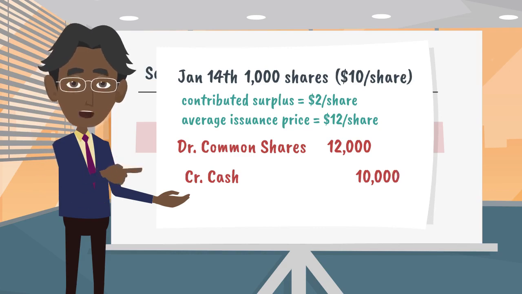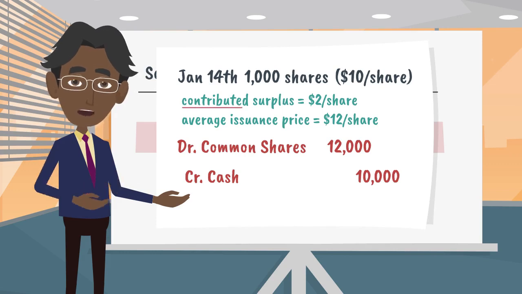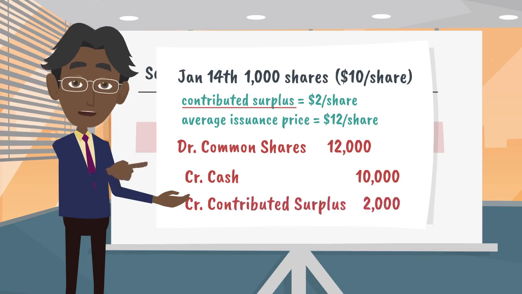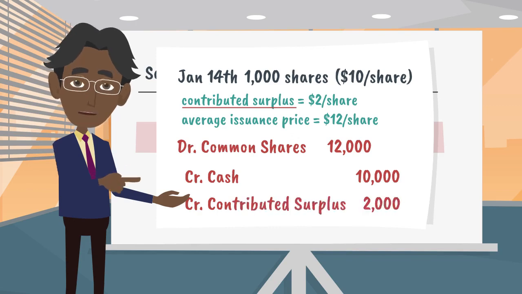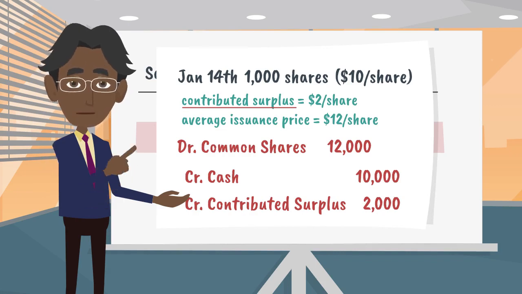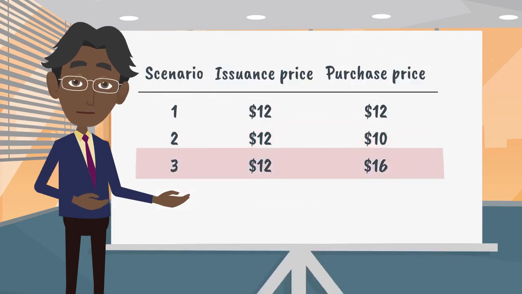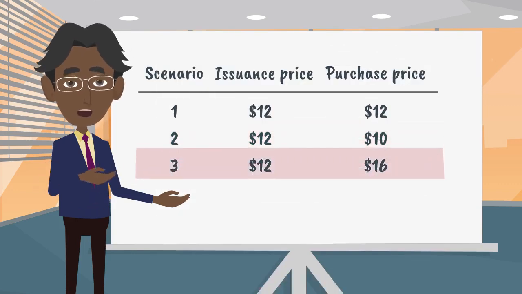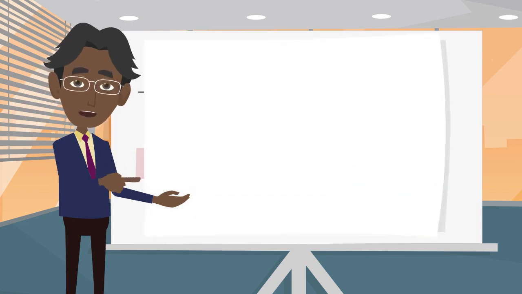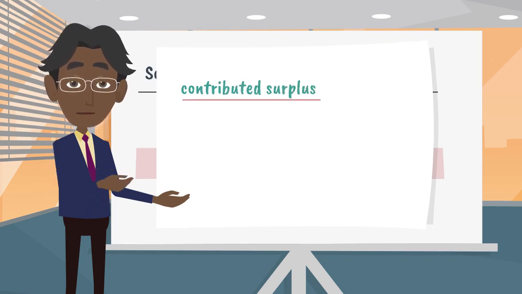If you'll notice, the debit and credit sides do not quite match up yet. Remember the contributed surplus account? The difference goes to contributed surplus to balance the journal entry, representing a surplus from the initial contribution of cash that we got from the shareholders back when we first issued these shares. We still have one last scenario to cover, but you can probably guess what happens when the reacquisition price is higher than the average issuance price. That's right. Instead of crediting contributed surplus, we will debit it.